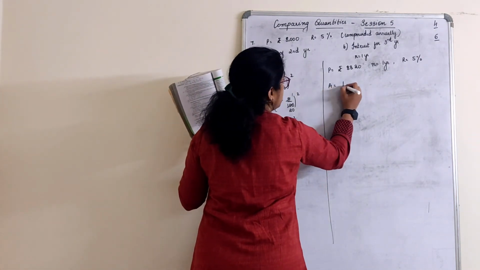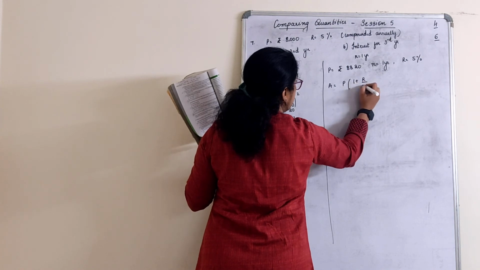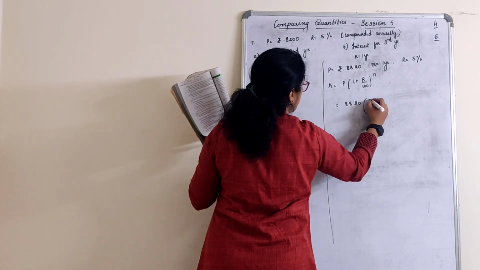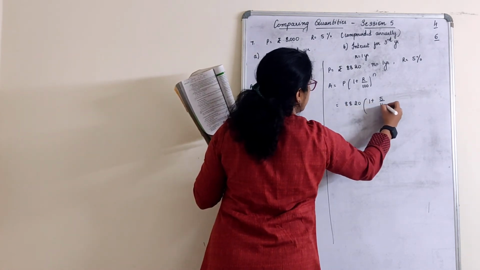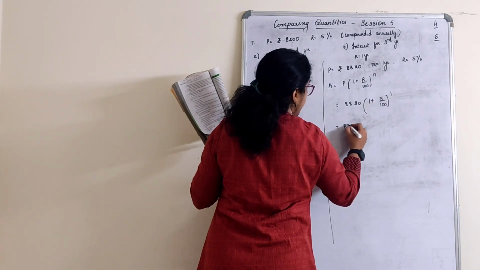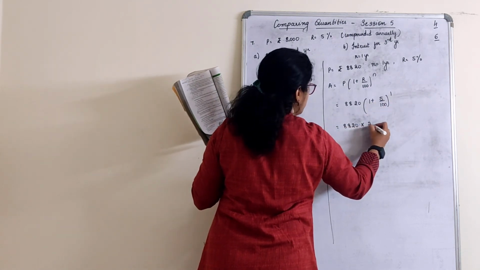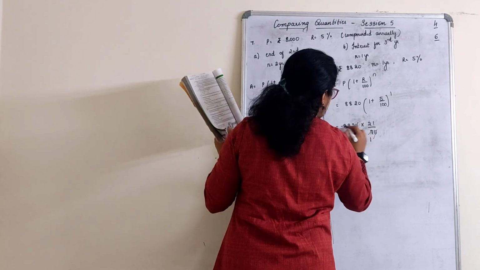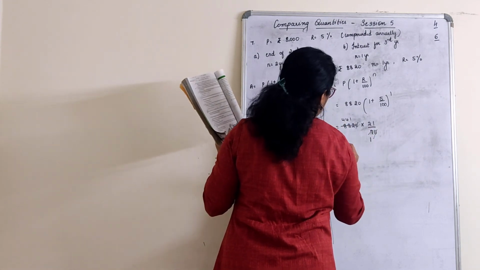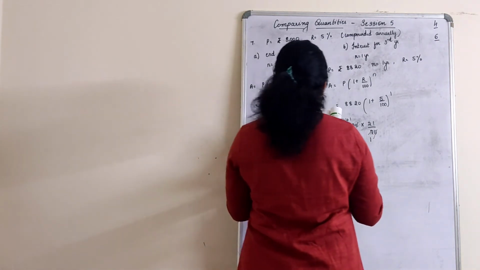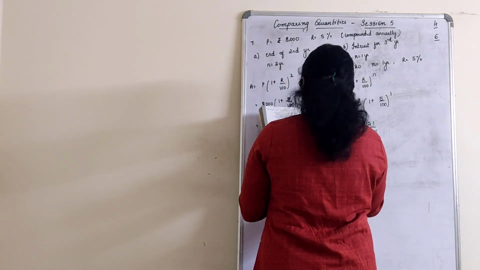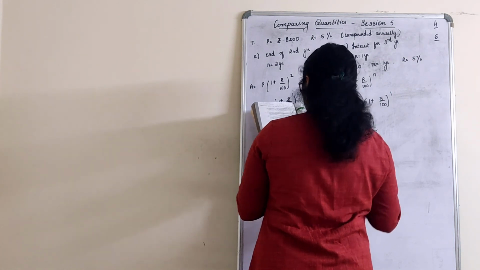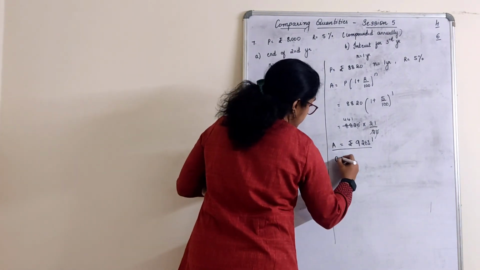So amount is equal to principal into 1 plus r by 100 raised to n. 8,820 into 1 plus 5 by 100 raised to 1. 8,820 into 21 by 20. Directly I wrote it here. 0 and 0 cancel. 2 ones are 2, 2 fours are 8. So 441 into 21. You will get the amount as rupees 9,261. Okay. Now calculate the compound interest.